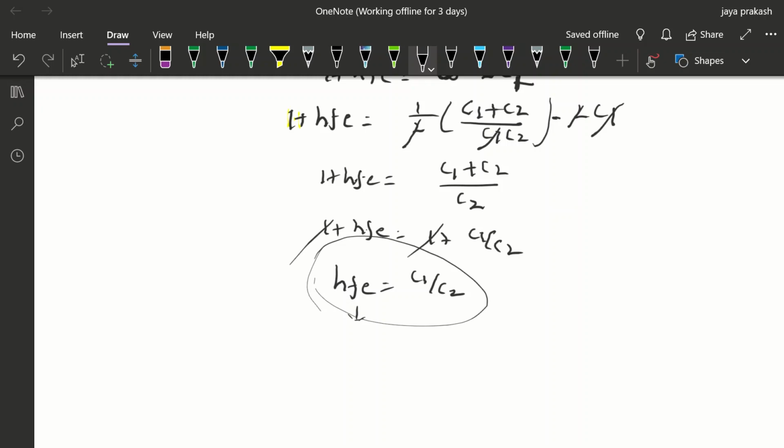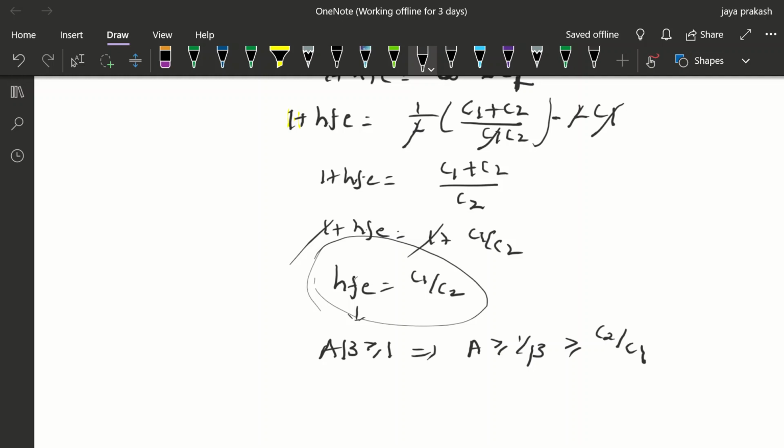Common emitter amplifier. Okay, so we know that for a sustained oscillation, A beta is always greater than or equal to 1, which means A is greater than or equal to 1 by beta. So what is this hfe? What is this A? A means C1 by C2, and beta is C2 by C1. So hfe is greater than or equal to C1 by C2.